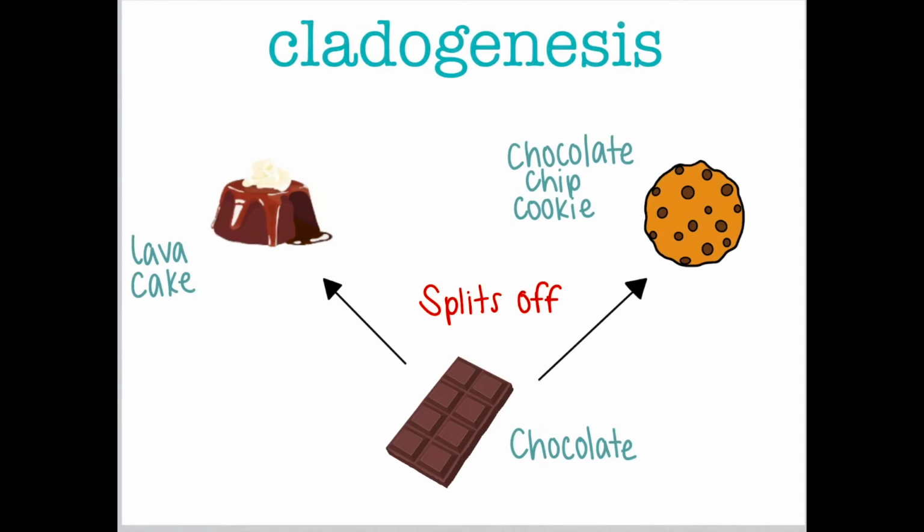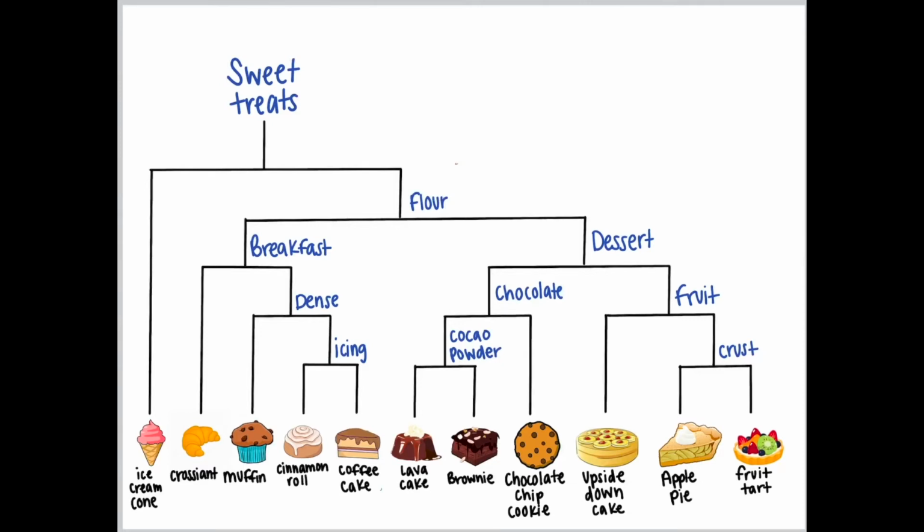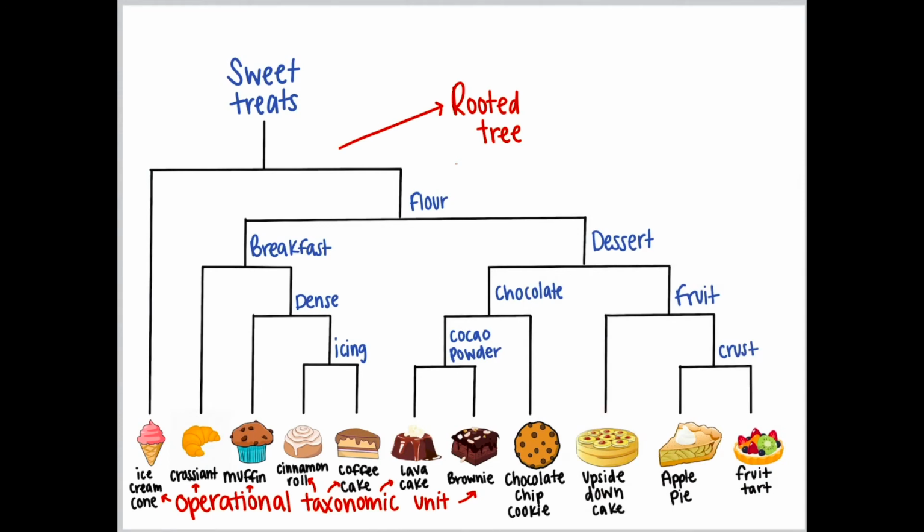This phylogenetic tree contains operational taxonomic units that are related by a common ancestor of being a sweet treat. OTUs are all the species related in a phylogenetic tree. In this tree, they are found at the bottom. This would be considered a rooted tree because each of the OTUs is related at the top by being a sweet treat. Rooted trees have a common ancestor and branch off into different lineages.